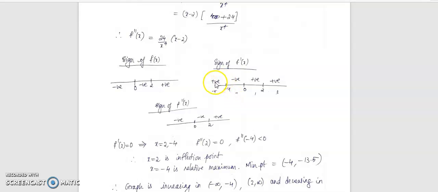So the sign of f dash will be positive in minus infinity to minus 4, negative in minus 4 to 0, positive in 0 to 2, and positive in 2 to infinity.